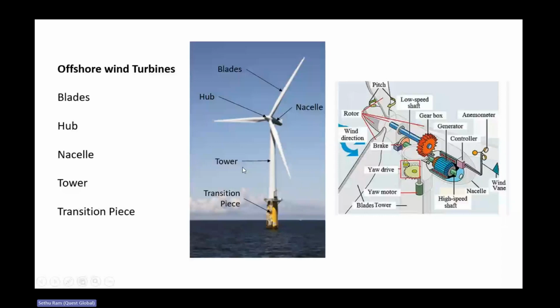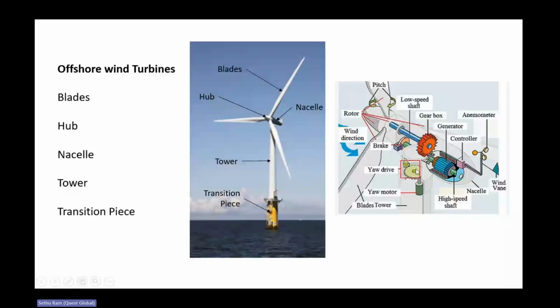Inside this nacelle and hub portion, we have the gearbox. Means this rotor will be there. These are the blades; this bigger one is the blade. The three blades are joined to the hub. The hub will hold the three blades, and this entire thing will be mounted on this nacelle.